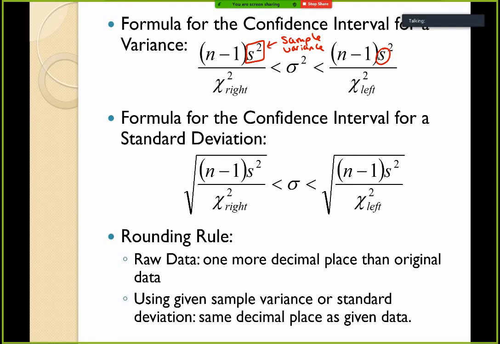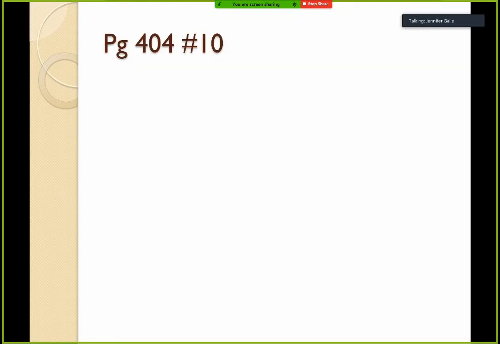So let's take a look at one example together. We're going to look on page 404, and we're going to take a peek at question 10. We're going to use table G. We'll walk through how to find chi-square right and left, and we'll also use the formula, which again is inconveniently on the other side of your sheet.